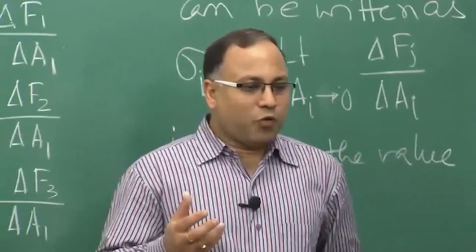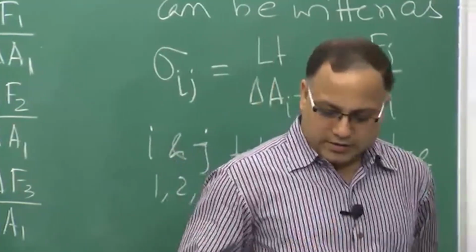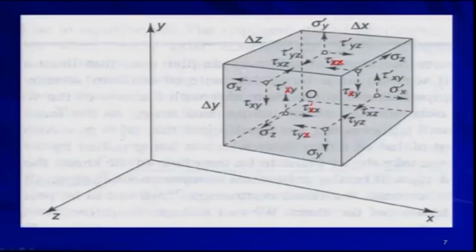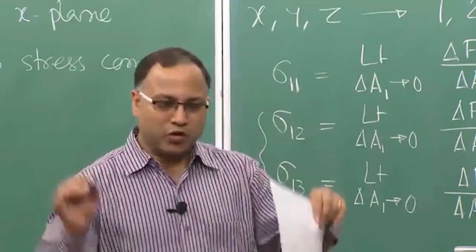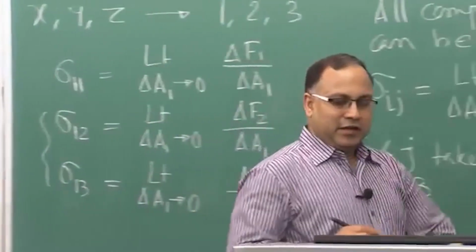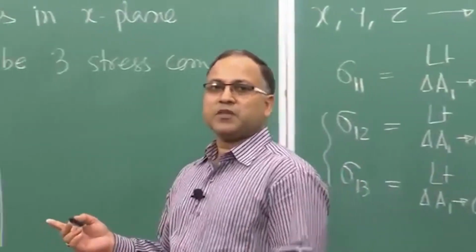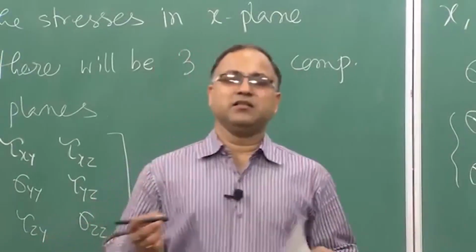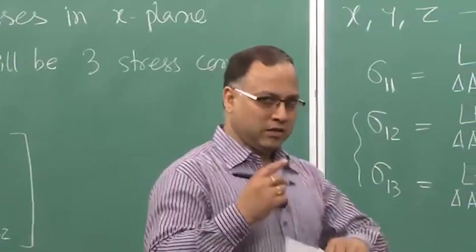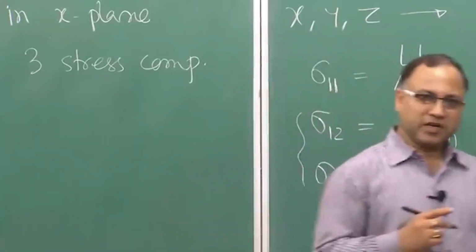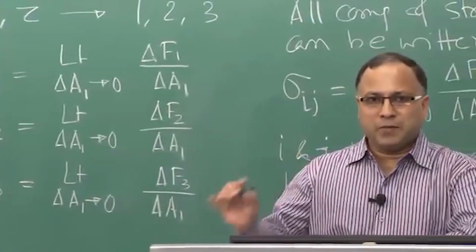Okay. So, now if you look at the stress components acting on different planes, consider one point O. Around point O, I am drawing a parallelepiped in the xyz coordinate system, and we can find the stresses acting on each plane. How many planes are there? 2 x planes, 2 y planes, 2 z planes. 2 x planes means one positive x plane and one negative x plane. Similarly, one positive y and negative y, and one positive z and negative z plane. So, there are 6 planes.